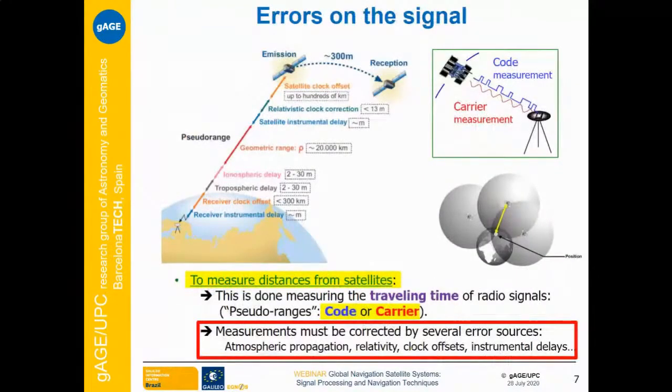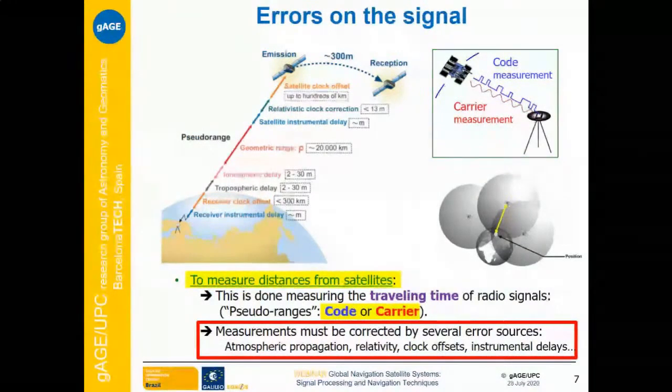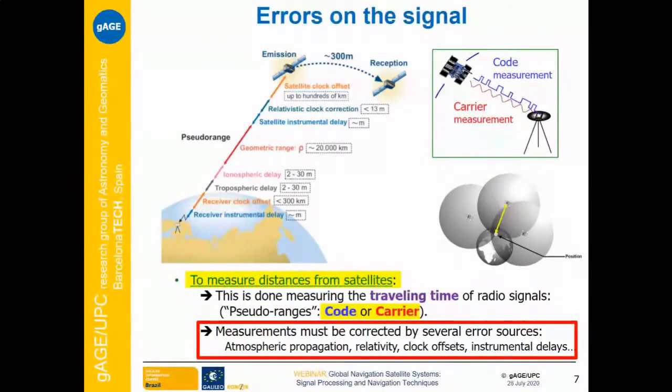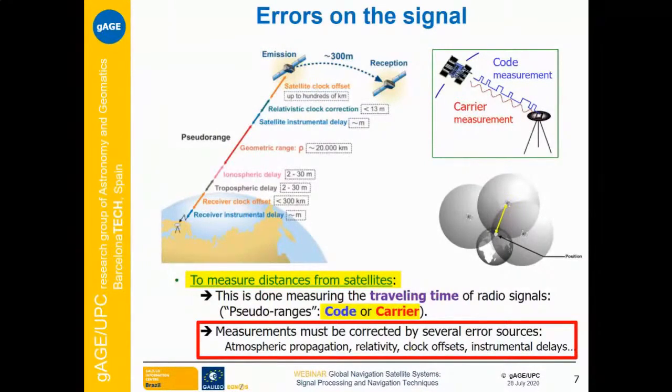And this, we need to talk about the errors on the signal. We have seen this dispersion of the points. The points are not all of them in 0. And we will talk now about the reasons that explain these errors.